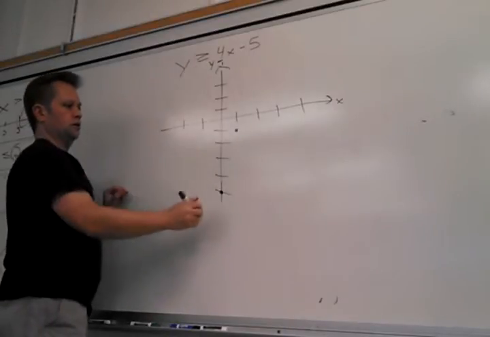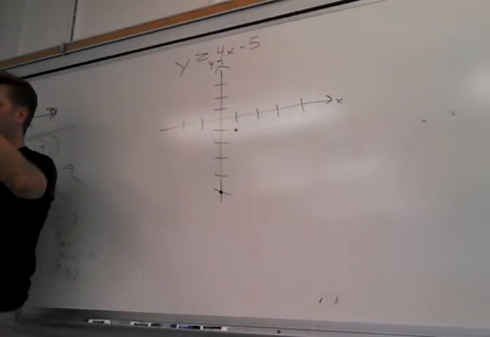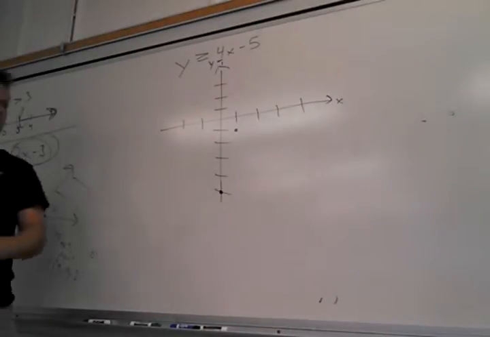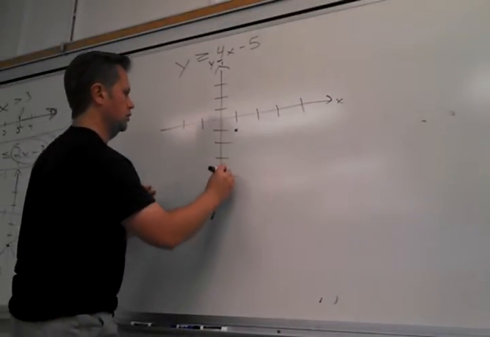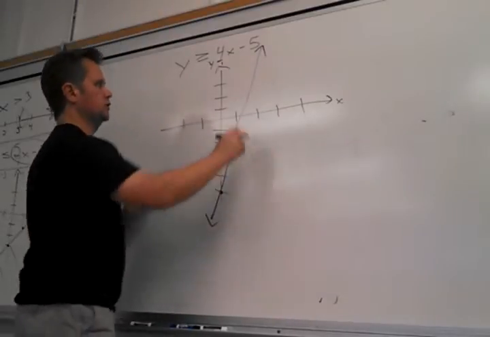If that wasn't there, it would just be dotted, and that's like an open circle, meaning the points on the line wouldn't work. But the points on this line do work. Pretend like it's straight.